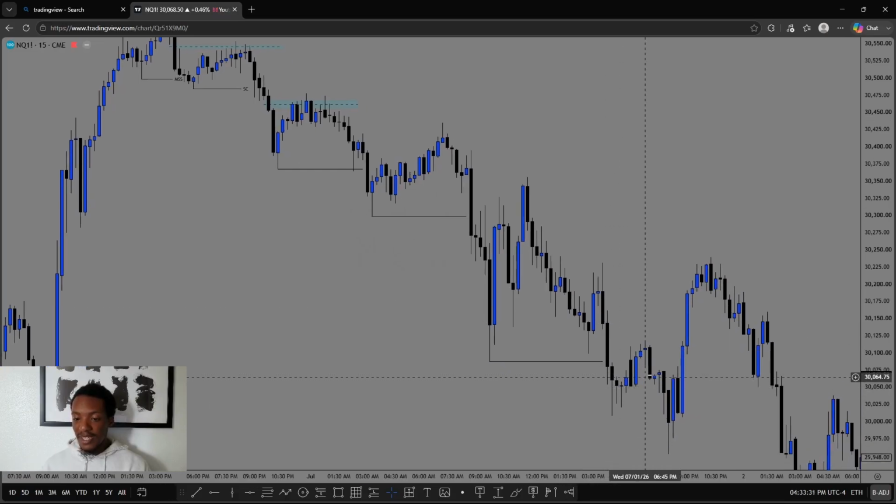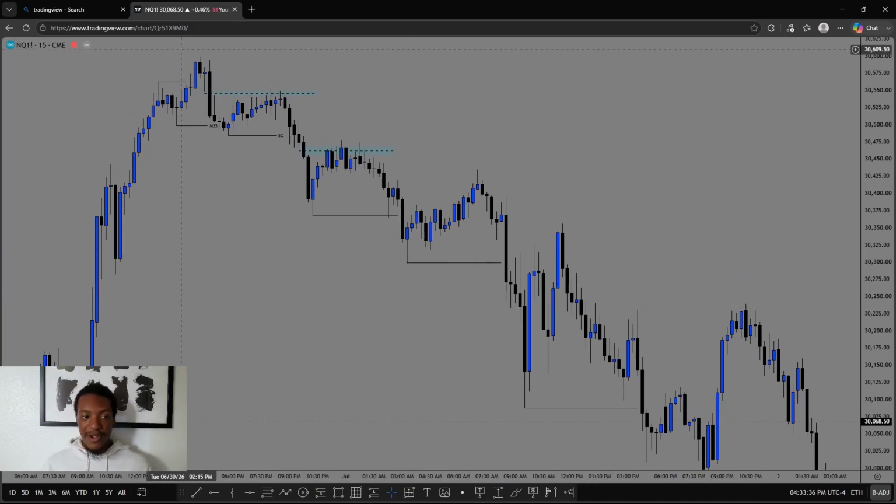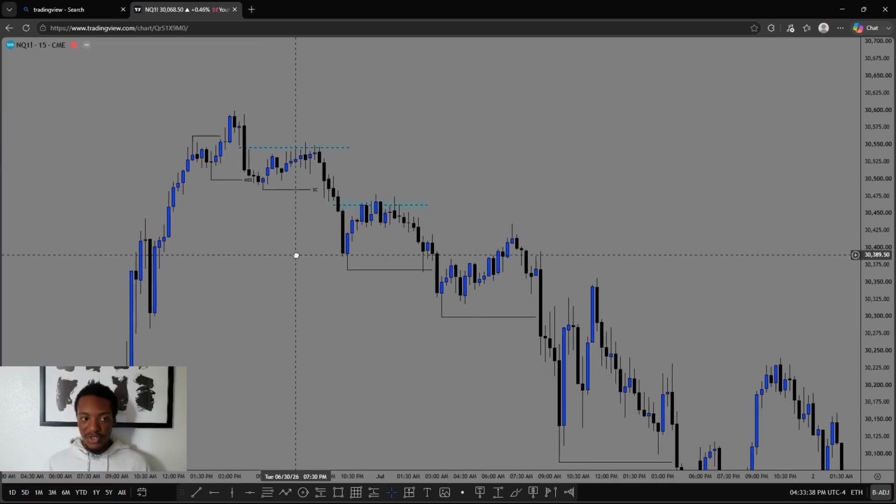And then what can I expect again? A lower high and then lower low. And as you can see here, this is how to identify market structure. So you don't want to short in the move lower.